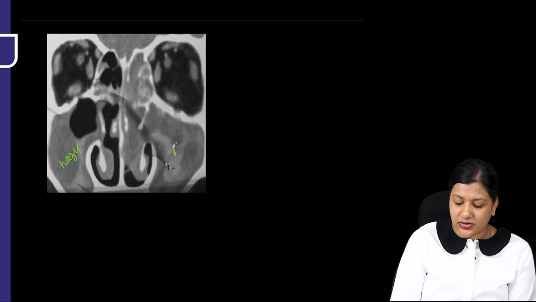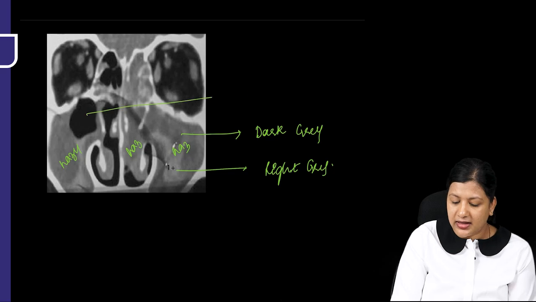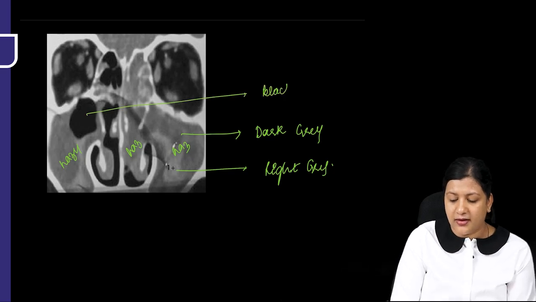Let's see another very important scan, a radiological sign that we see. Now you see there is haziness of the maxillary sinus on both sides, haziness of the nasal cavity. So it could be a rhinosinusitis, as all of you would say. Yes, but typically what are we seeing here? We are seeing areas which are dark grey and areas which are light grey, and we are seeing certain areas which are black. Black is air filled, which is normal.